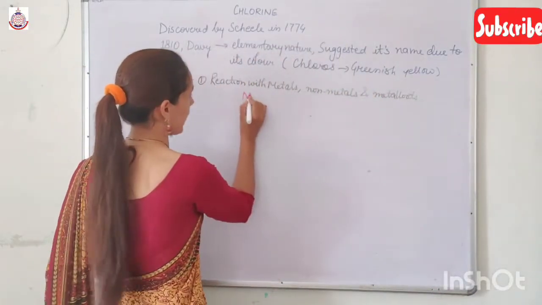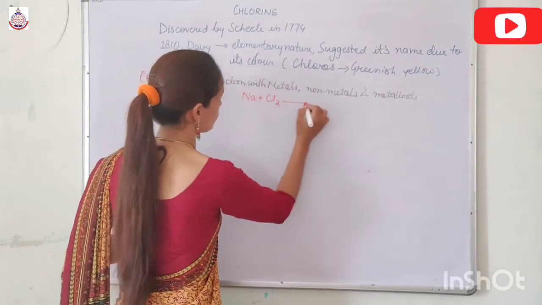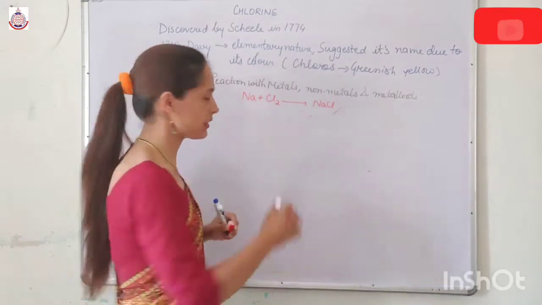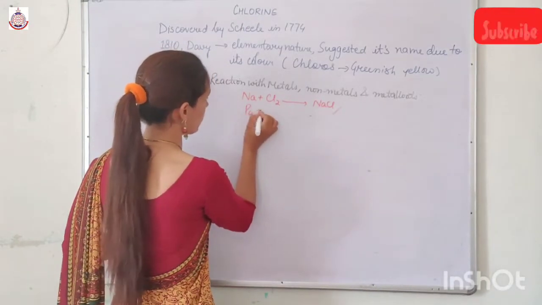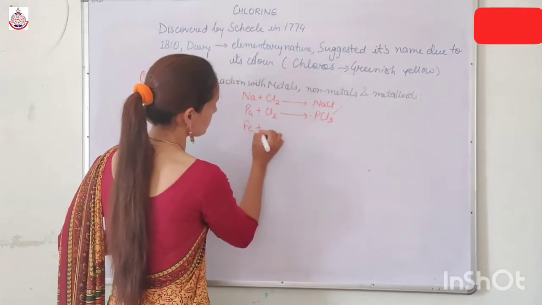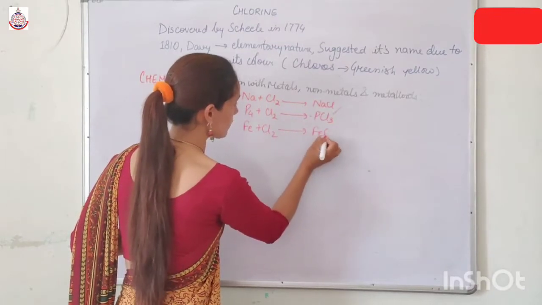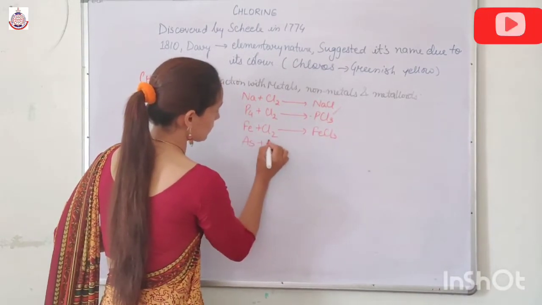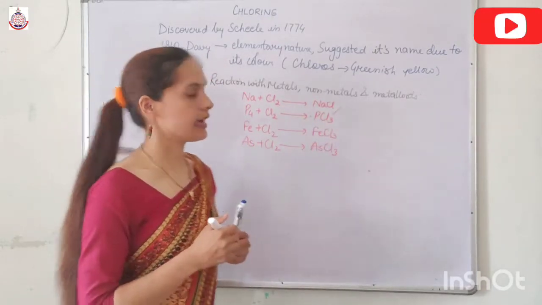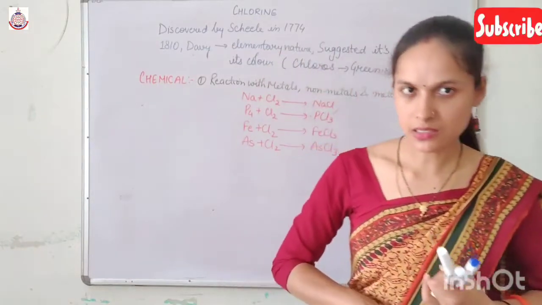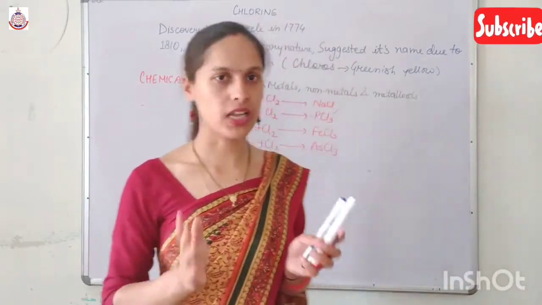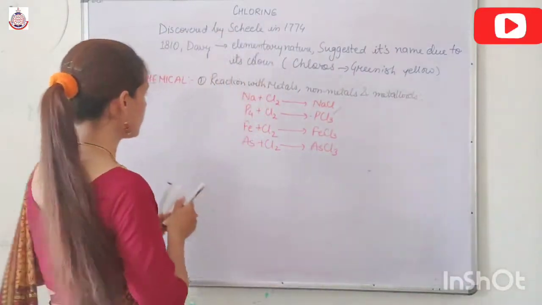For example, Na reacts with Cl2 to form NaCl. Similarly, P4 reacts with Cl2 to form PCl3. Fe reacts with Cl2 to form FeCl3. Arsenic reacts with Cl2 to form AsCl3. So chlorine reacts with a number of metals, non-metals and metalloids to form their corresponding chloride.